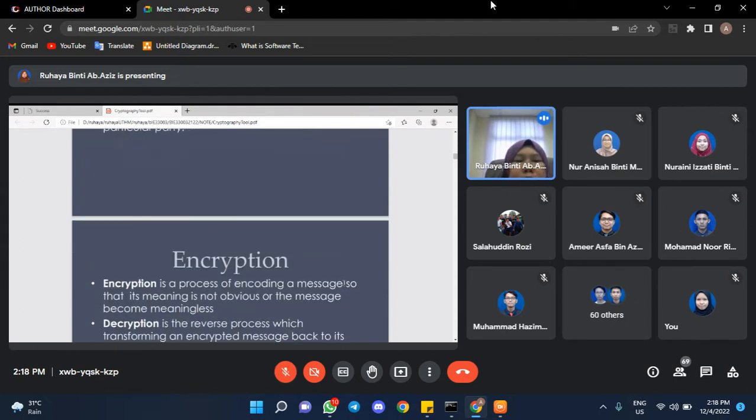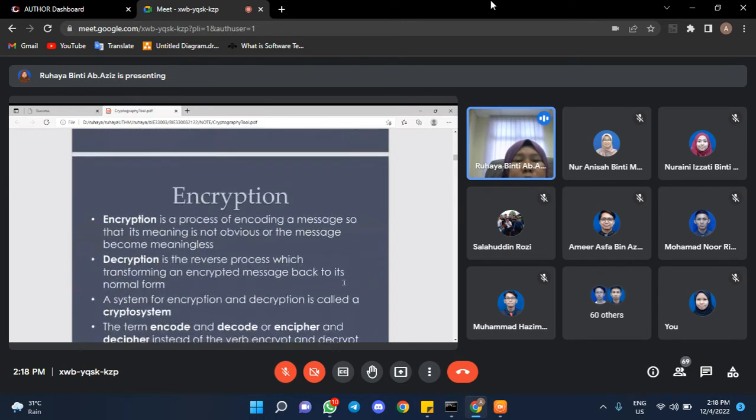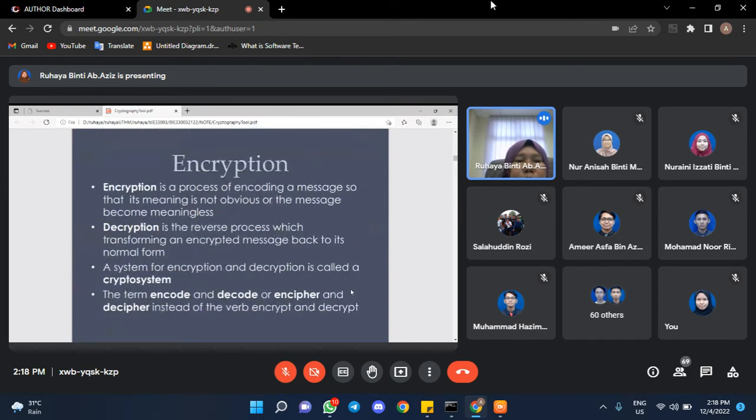So then there are a few terms related to cryptography. The first one that we should know is encryption. Encryption is a process of encoding a message so that its meaning is not obvious, or the message becomes meaningless. Saya melihat tulisan tu berbalam-balam sebab cermin mata tak bawa hari ni, tertinggal tadi. Encryption is a process of encoding a message so that its meaning is not obvious or the message becomes meaningless.